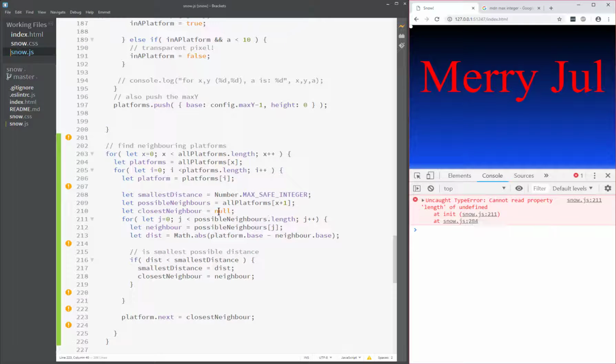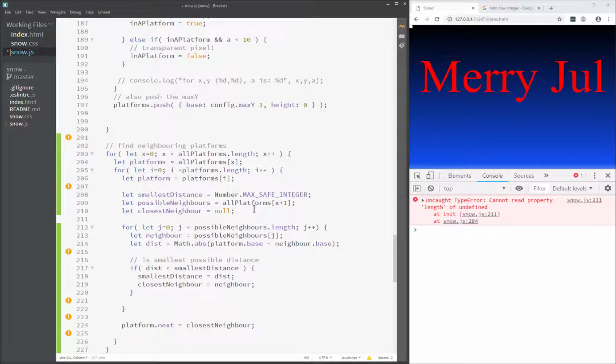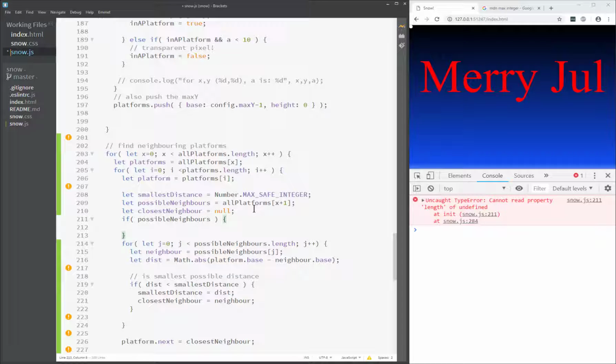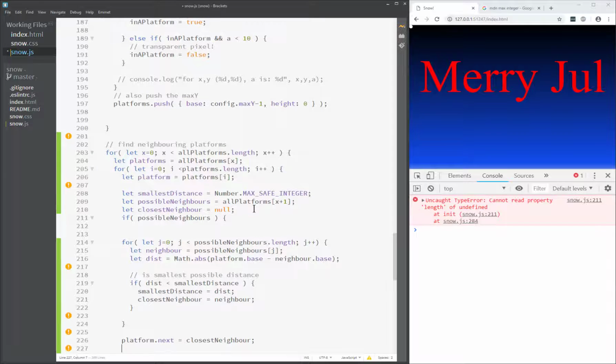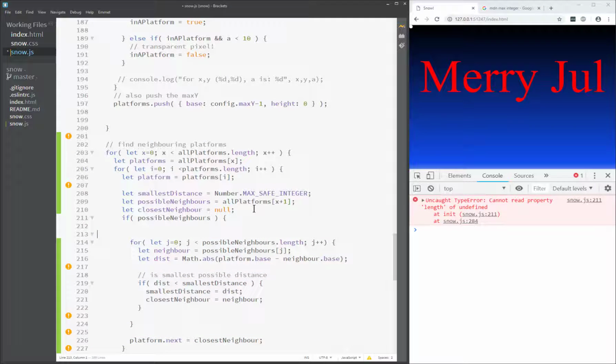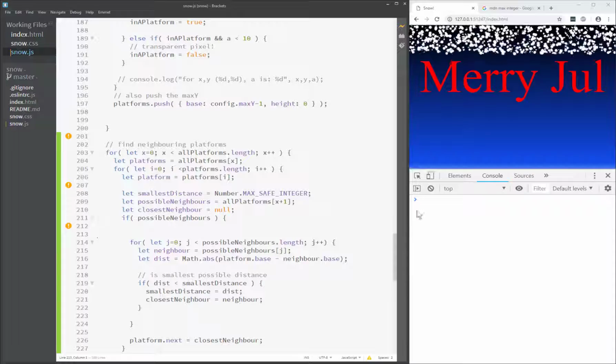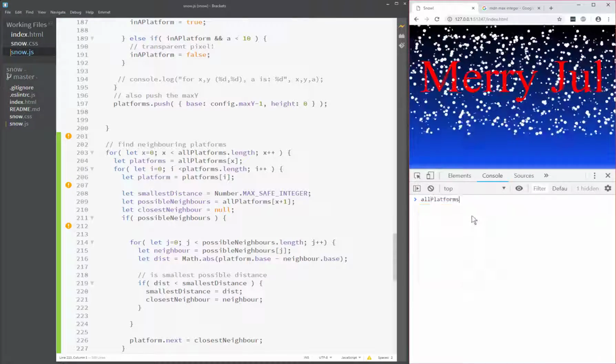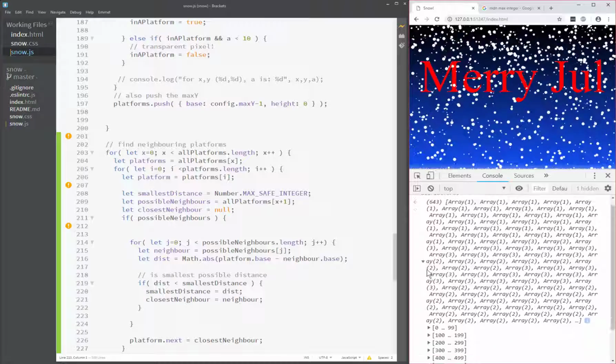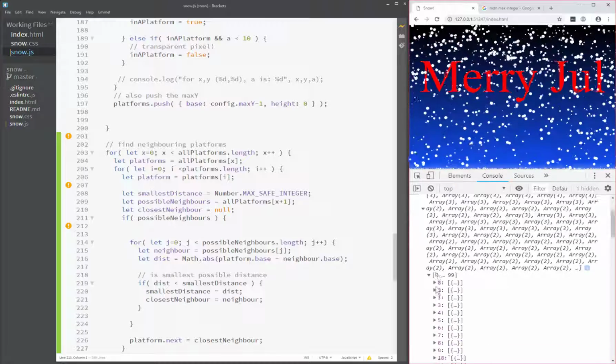Cannot read property length. Here. Of course, possible neighbors might not exist, for the last one has no neighbors. So I need to put this in an if statement. If possible neighbors, if it exists at all, then all of this. Let's just indent it a bit. Cool. Looks like it works. And let's take a look here at my problem areas.